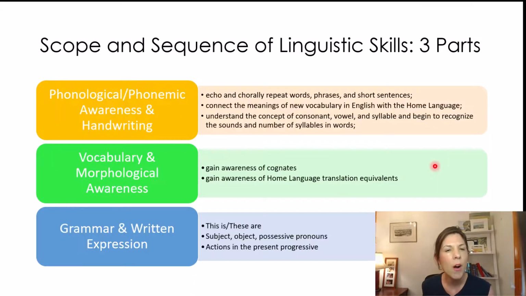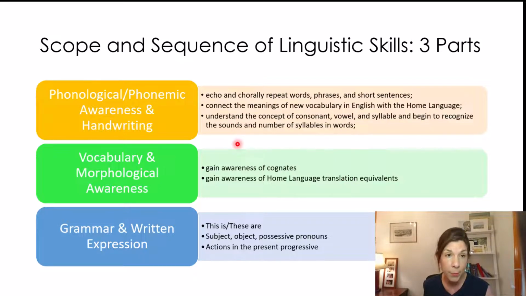Okay, so there are three parts to my scope and sequence. The first part is phonological and phonemic awareness, as well as handwriting. The second part is vocabulary and morphological awareness. And then finally, grammar and written expression. These are not all of the skills. This is just an example of what's in my scope and sequence. For the full list of skills, go to my blog and look at the post. I have put the link below in the description of the video.